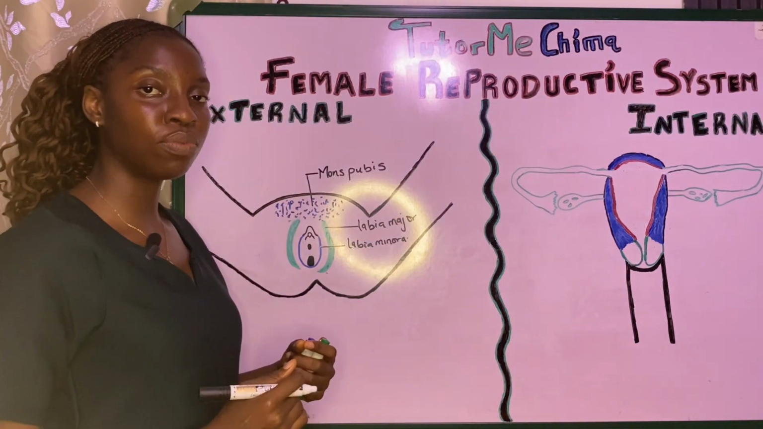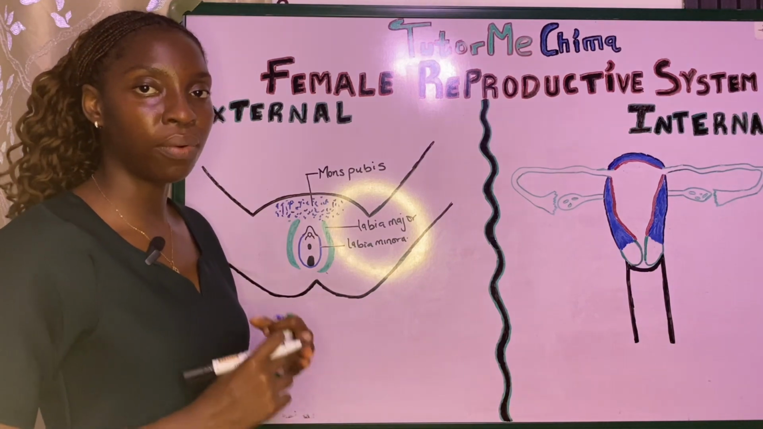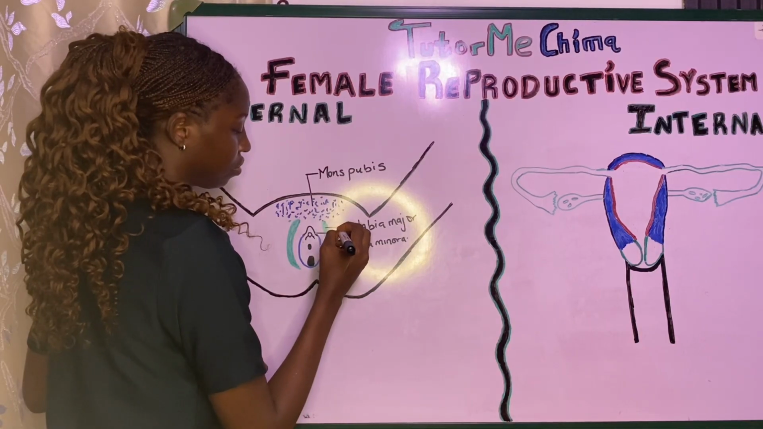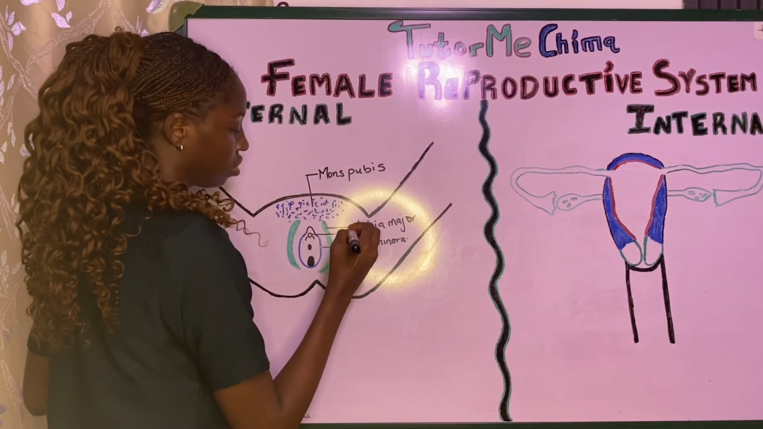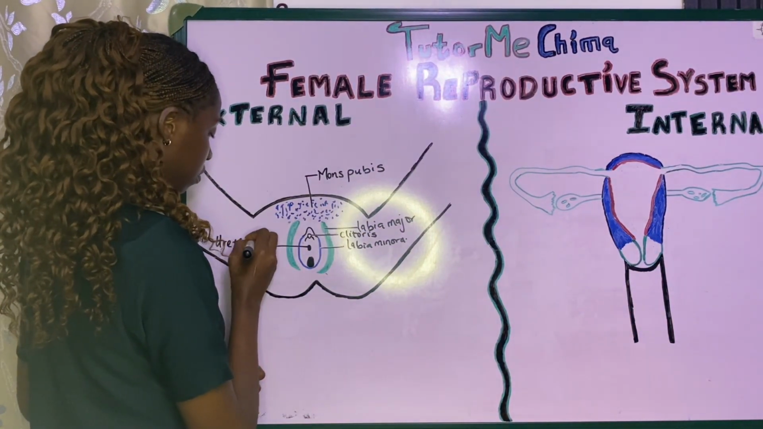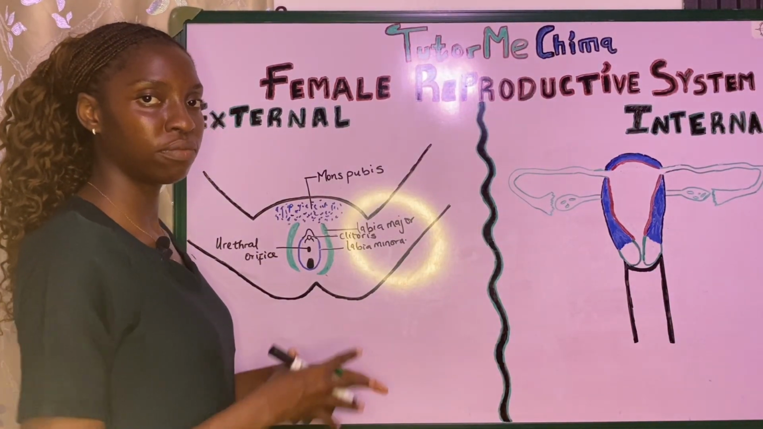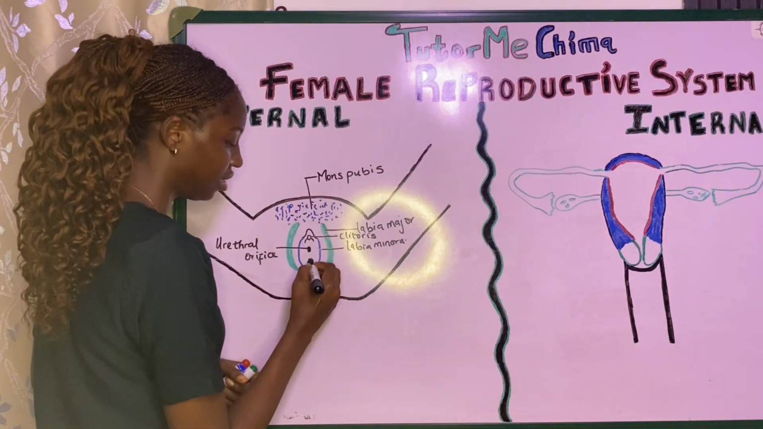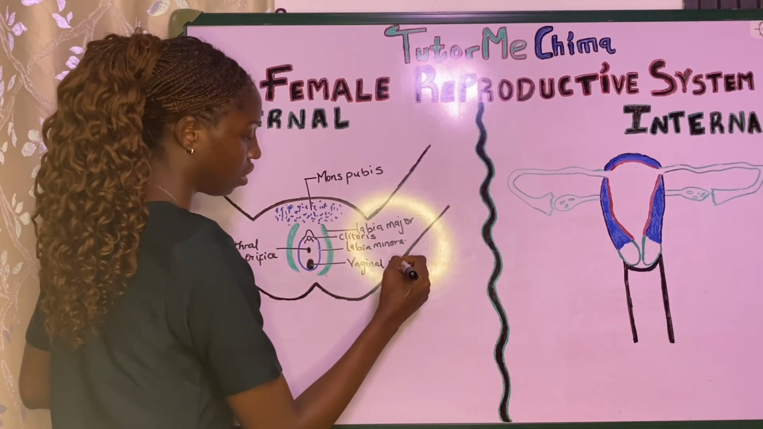Now, it is in that vestibule that you find the clitoris, the urethral orifice, and the vaginal orifice. So, this is the clitoris. This now is called the urethral orifice. What does orifice mean? It means the opening of that structure. So, urethral orifice is the opening of the urethra. While this here is called the vaginal orifice, meaning the opening of the vagina.